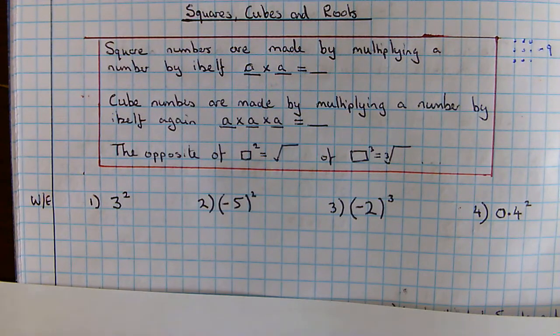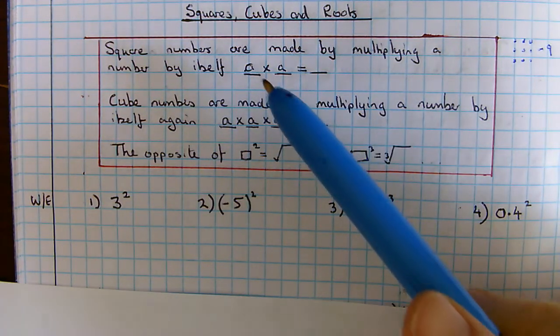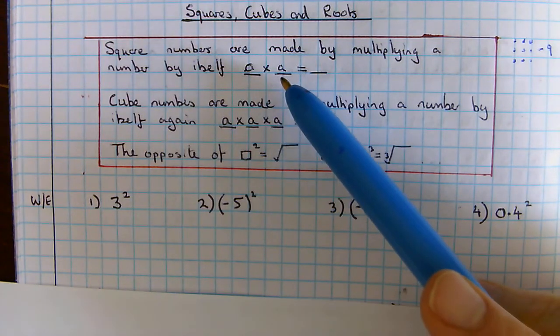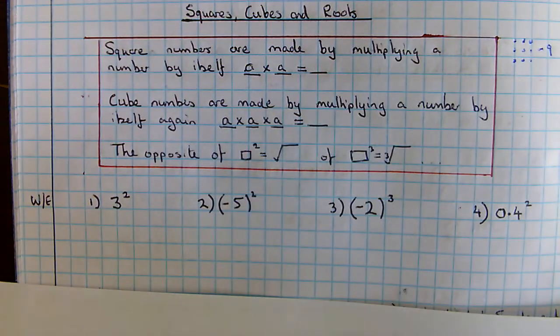So a square number is made by multiplying a number by itself. For example, 3 times 3 would give you 9. A times A is called A squared.